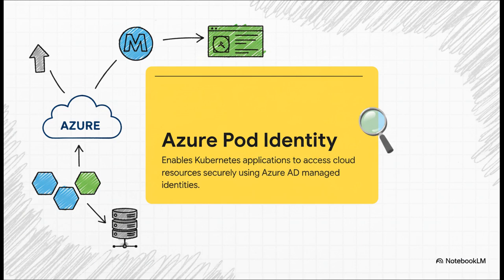So remember how we gave the whole cluster an ID badge? Well, sometimes a single application needs its own special permissions. That's where Azure Pod Identity comes in. It lets you assign a specific managed identity directly to a pod or a group of pods. So your one little microservice can have permission to talk to a specific database and nobody else can. It's all about that fine-grained, least privileged security.